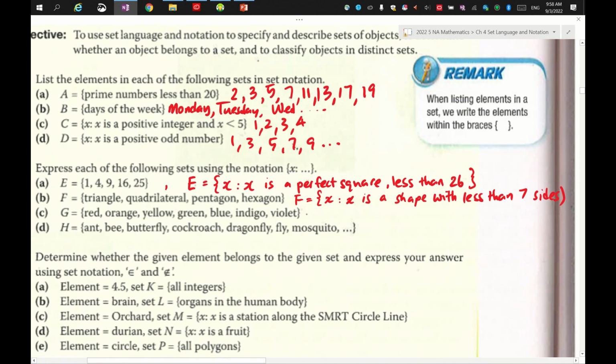Okay, what about G? Is it just color? G, x is a color of the rainbow. Is it true? Is there a way for you all to remember the colors of the rainbow?